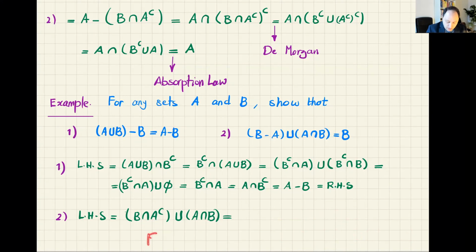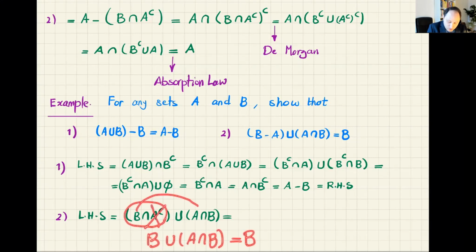If it was B only, B union A intersection B, this is the absorption law, and I can answer B. But this is the whole package. You cannot separate it from here and say that this part with this part is the absorption law. No, the absorption law should be exactly of this form.